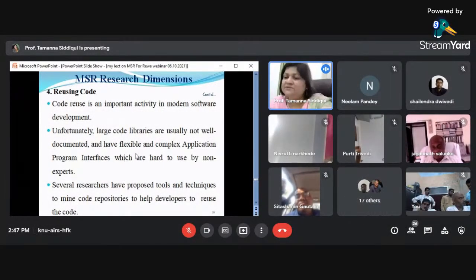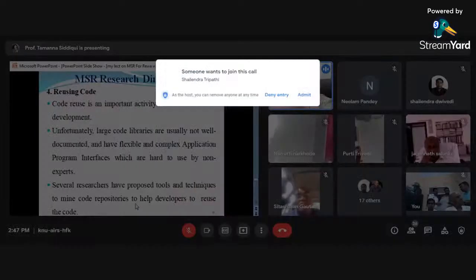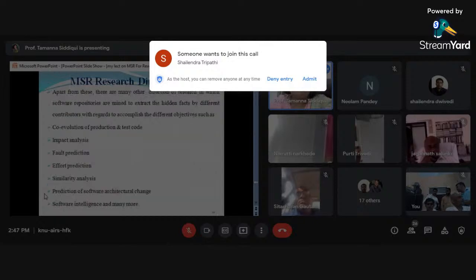So how will it be reusable? So this is the importance of documentation. If your documentation is good, then another person can understand your software and can also reuse it. Several researchers have proposed tools and techniques to mine code repositories to help developers to reuse the code.